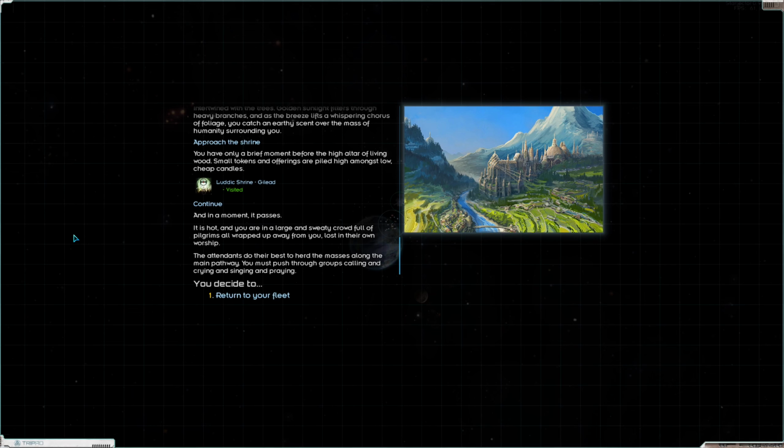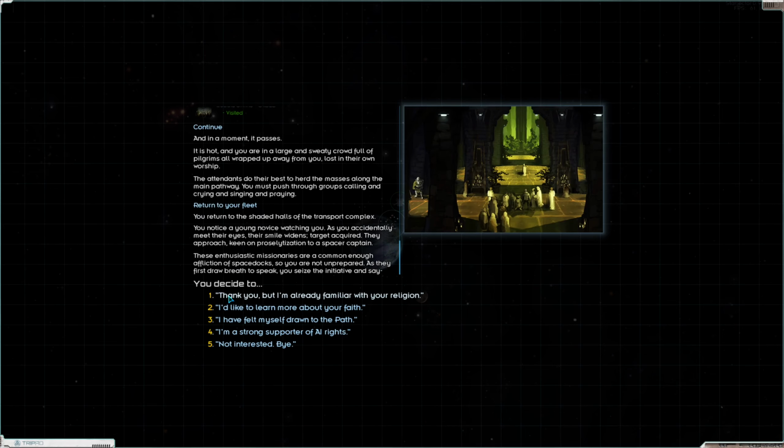It is hot, and you are in a large and sweaty crowd full of pilgrims all wrapped up away from you, lost in their own worship. The attendants do their best to herd the masses along the main pathway. You must push through groups calling and crying and singing and praying, and return to the fleet. You return to the shaded halls of the transport complex.